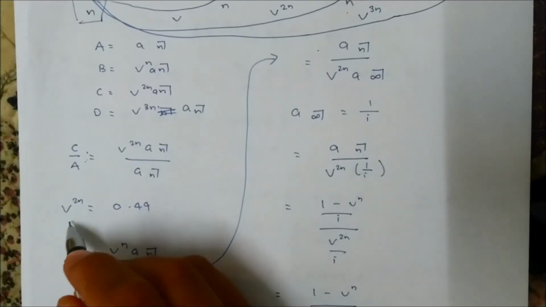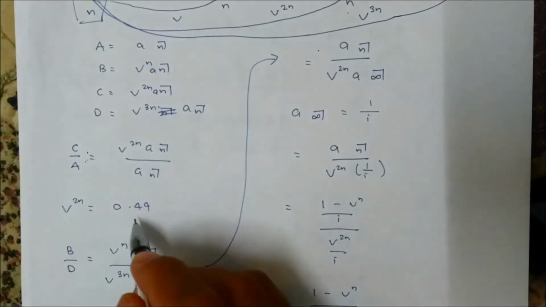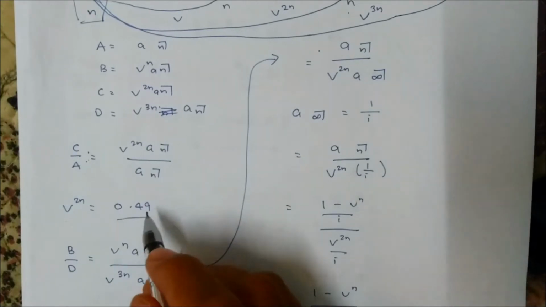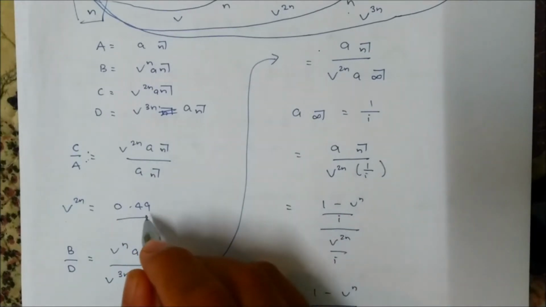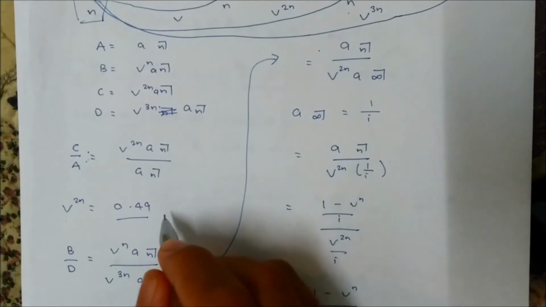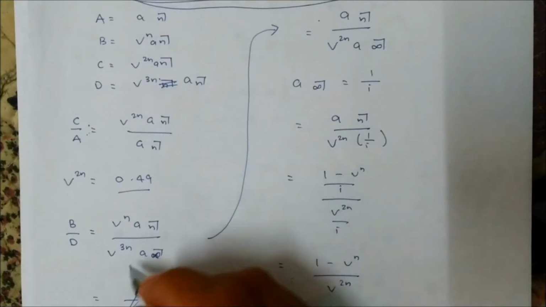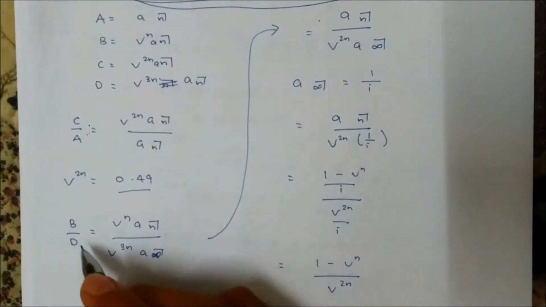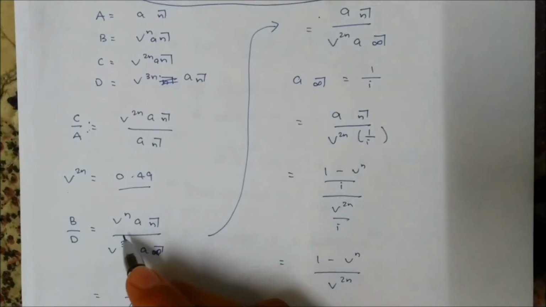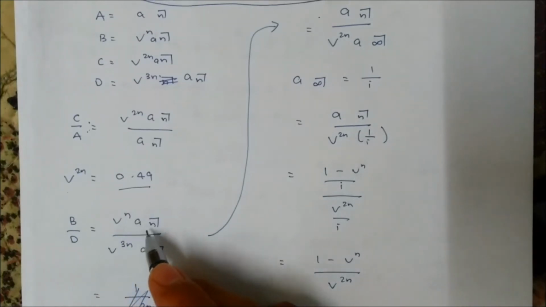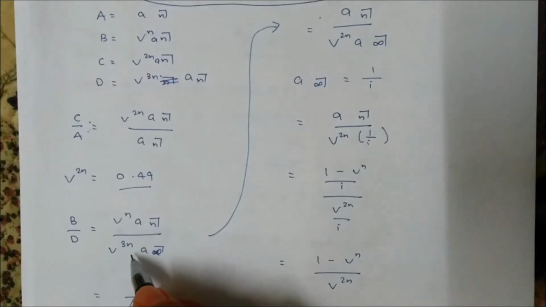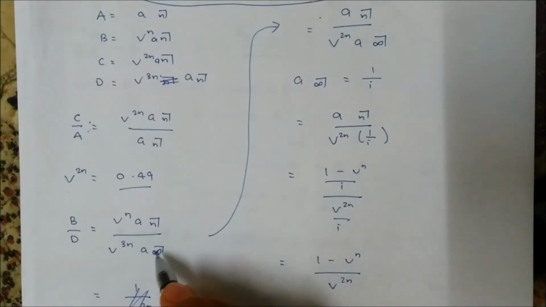So therefore we will get the value of v to the power of 2n, which is equal to 0.49. We need to save this for information later on, because this is going to be useful. So we need to represent the ratios for B and D, which is here, v to the power of n a angle n over v to the power of 3n a angle infinity.